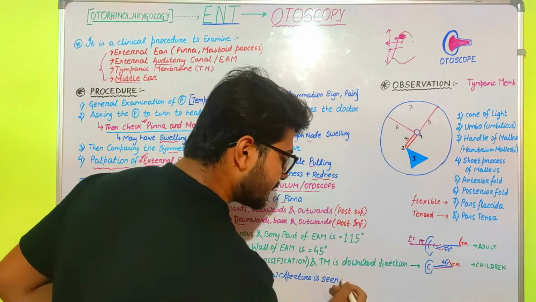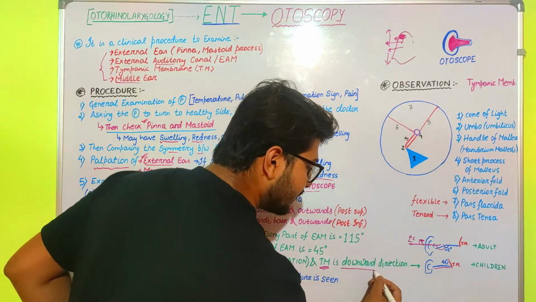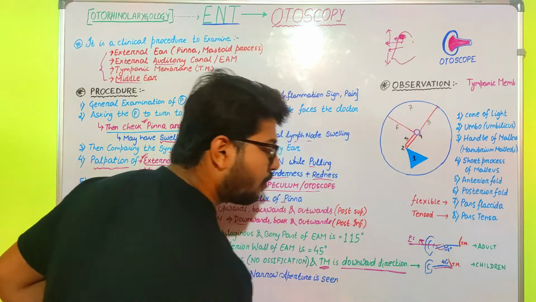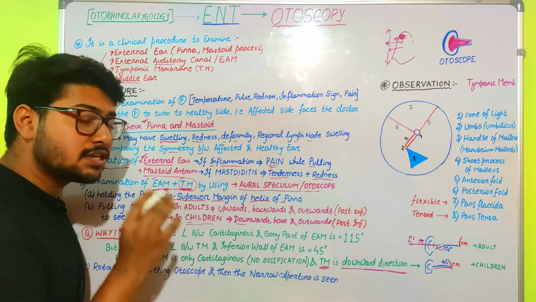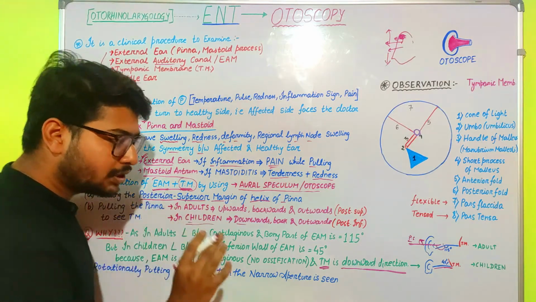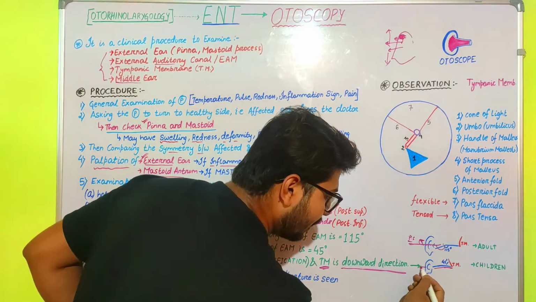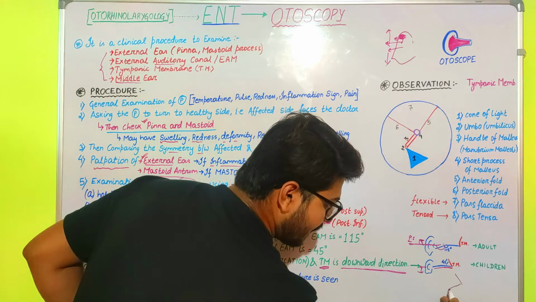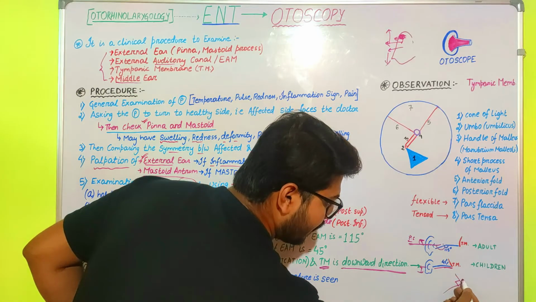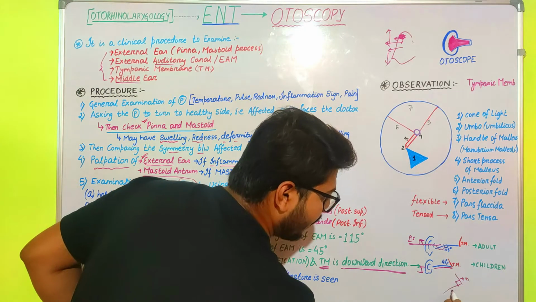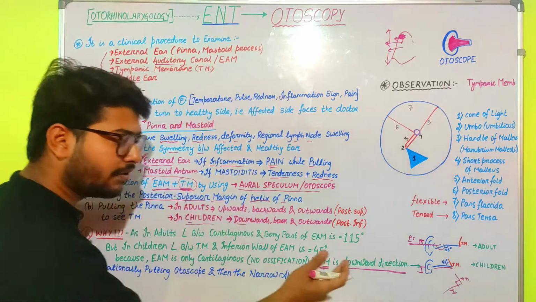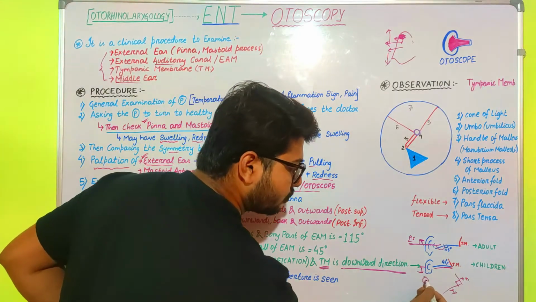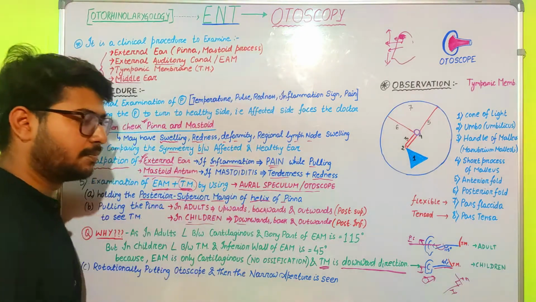Here, the tympanic membrane is directed downward, and the angle between the tympanic membrane and the inferior wall of the external acoustic meatus is 45 degrees. So we pull it in a downward direction, so that there will be 90 degrees between the tympanic membrane and the inferior wall of the external acoustic meatus. Then only can we observe through this otoscopic method.